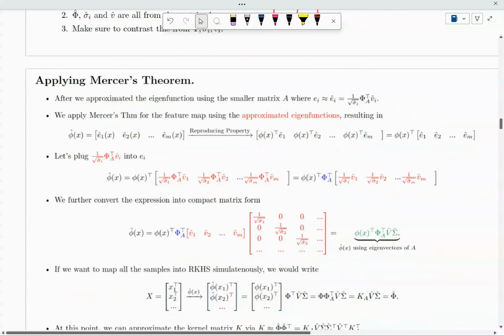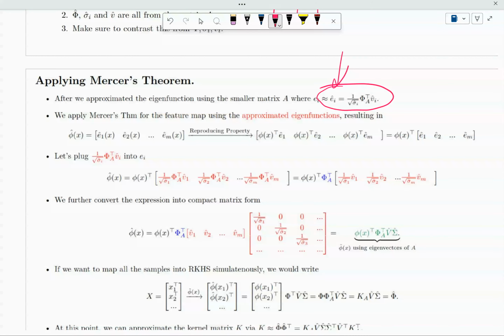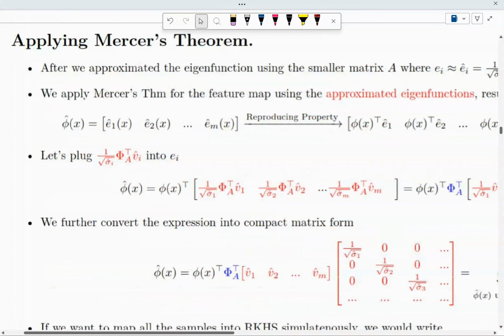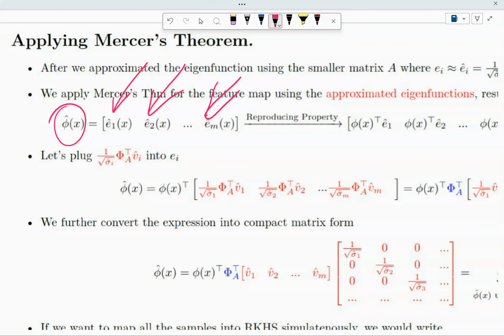Okay, now that we are able to apply the eigenfunction, we have an approximate eigenfunction. Remember what Mercer's theorem was telling us. It was telling us that instead of using the regular feature map, we can use the eigenfunctions instead. But we don't need to get the eigenfunctions from K if we already have the eigenfunctions from A, because they're an approximation. So we have the approximate feature map using the eigenfunctions of the matrix A.